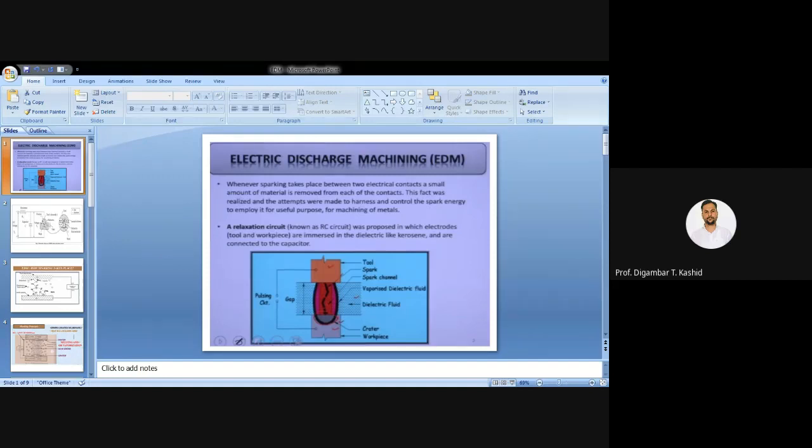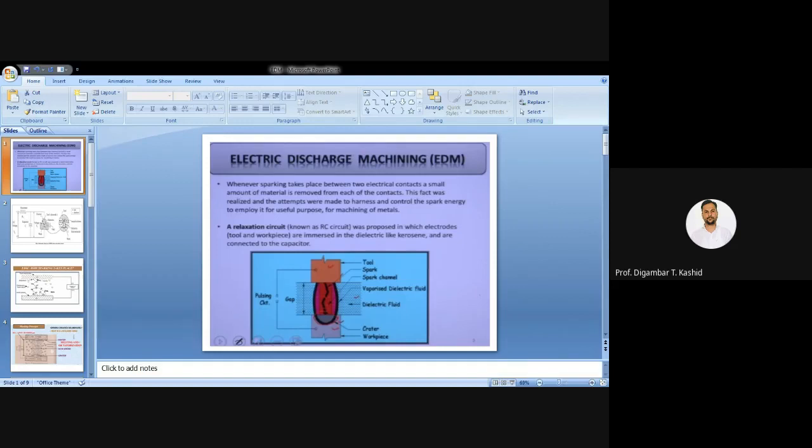And this EDM process is used in industry just like our traditional machining processes. As the name suggests, this process is a thermoelectric process. During the overview of all the processes, I gave electric discharge machining under the thermoelectric process. So please keep in mind that electric discharge machining belongs to the thermoelectric process.